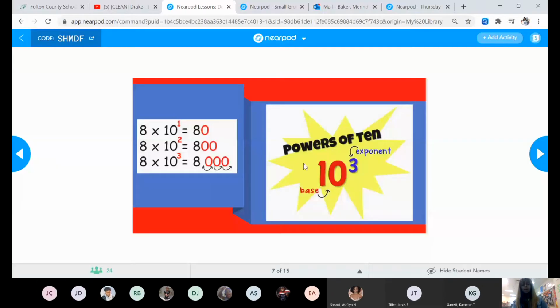All right, so remember with our powers of 10, our 10 right here, that's the base number. That tiny number at the top, we call that the exponent. Make sure you remember that because I want you to practice your vocabulary. If I'm asking which number is your base, you should tell me 10 is the base. If I ask what's your exponent, you should understand that I'm talking about this number right here at the top.